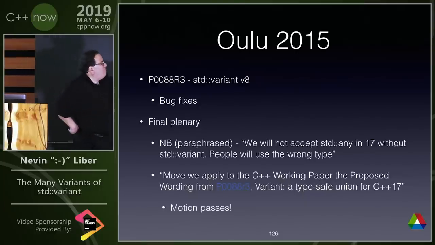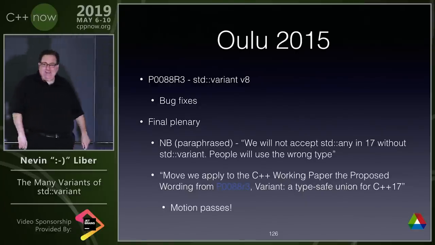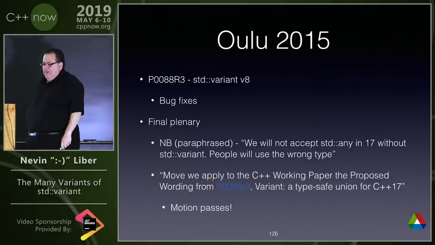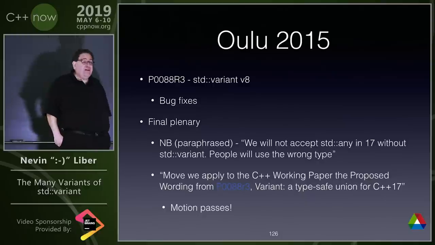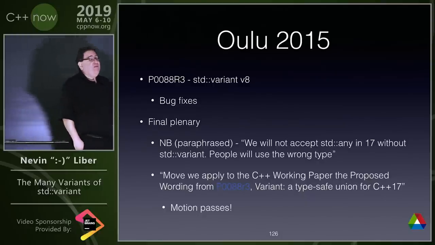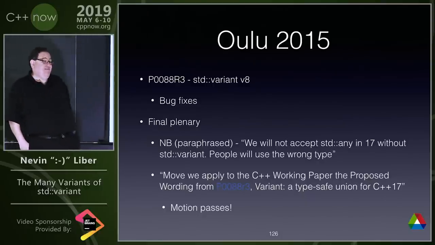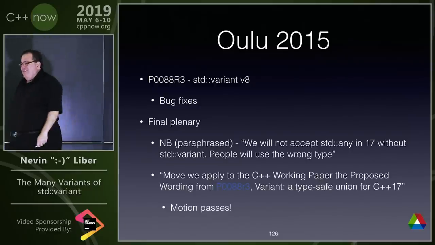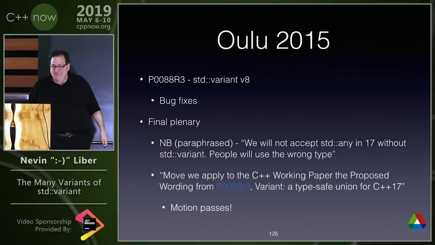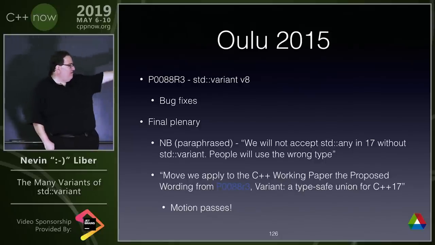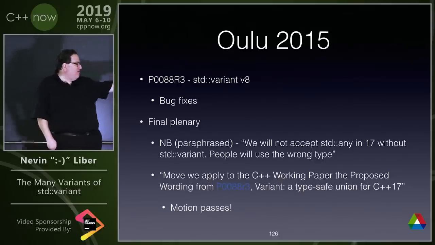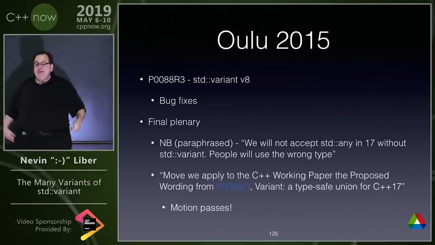So, R3 comes out, more bug fixes, in the final plenary session at ULU. And one of the national bodies said, if you want any, you need variant as well. Otherwise, people are going to use any. You know, making the case for this. And, moved, applied to the C++ working paper, the proposed wording from P0088R3, variant, a type-safe union for C++17. It passed. We got variant.